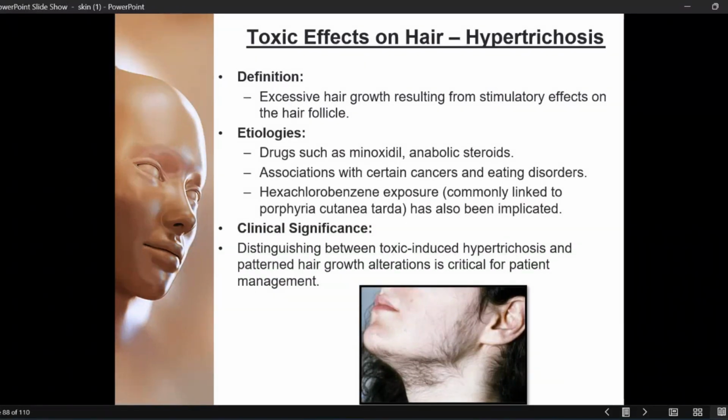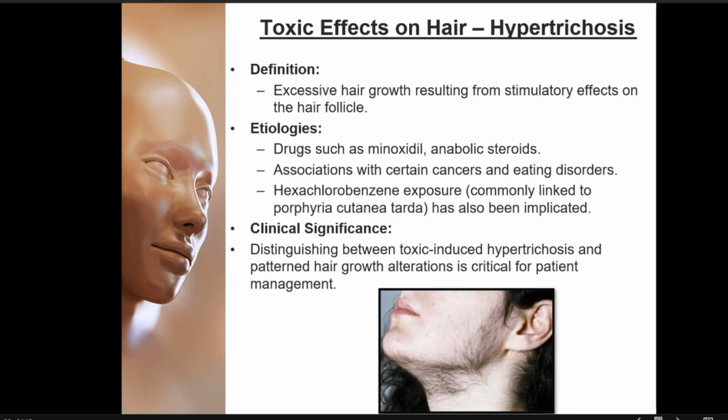Hexachlorobenzene exposure is linked to porphyria cutanea tarda, and also causes hypertrichosis in humans. Distinguishing between toxic-induced hypertrichosis and pattern hair growth alteration is critical for patient management. So it is very difficult to differentiate whether it is due to a certain disturbance in hair growth, or due to toxic-induced hypertrichosis.